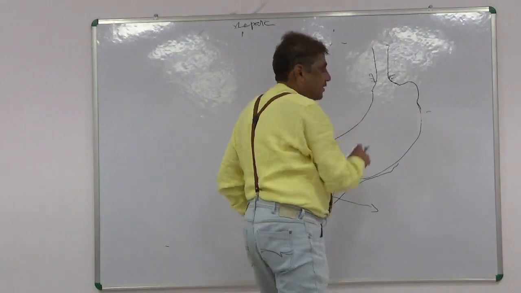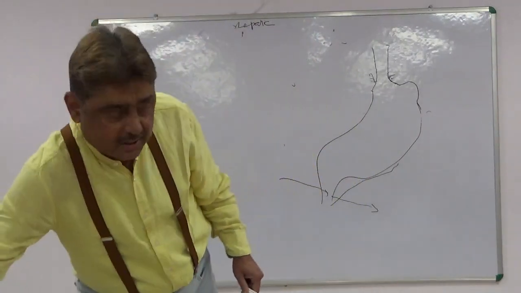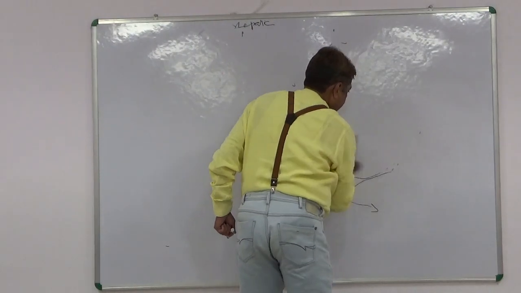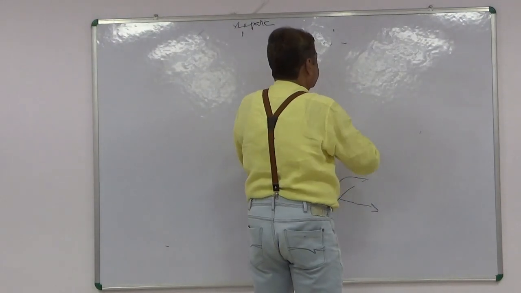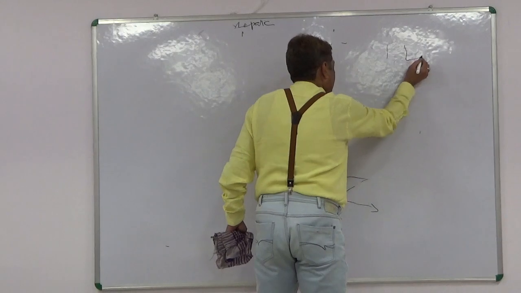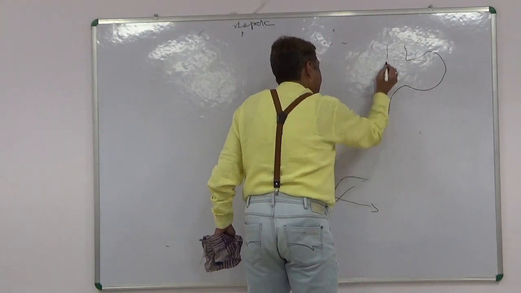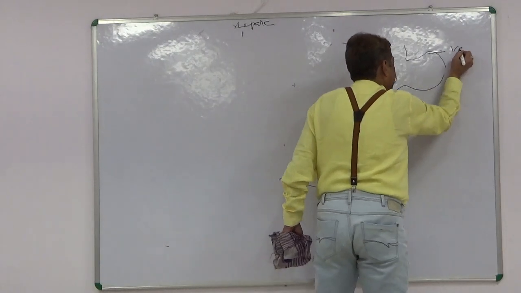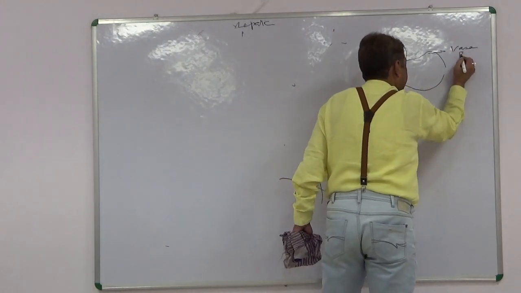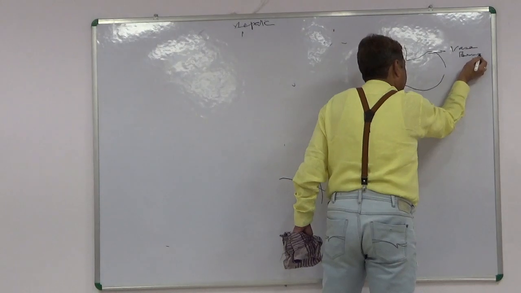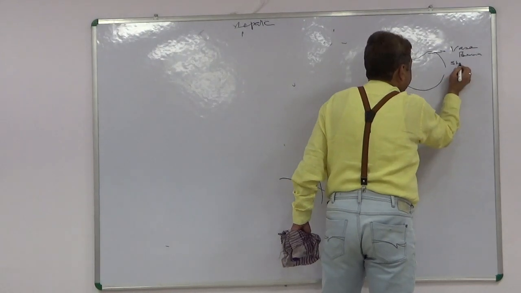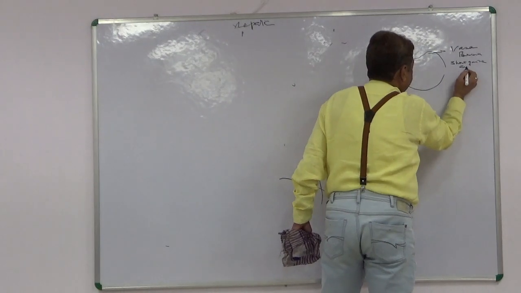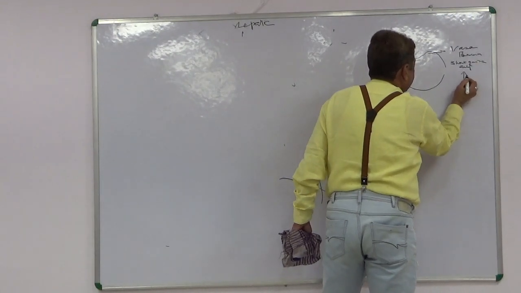Now remains the fundus of the stomach, not too nicely drawn. I draw it again. The fundus of the stomach is supplied by vasa brevia. That is also called the short gastric artery, which is a branch of the splenic artery.